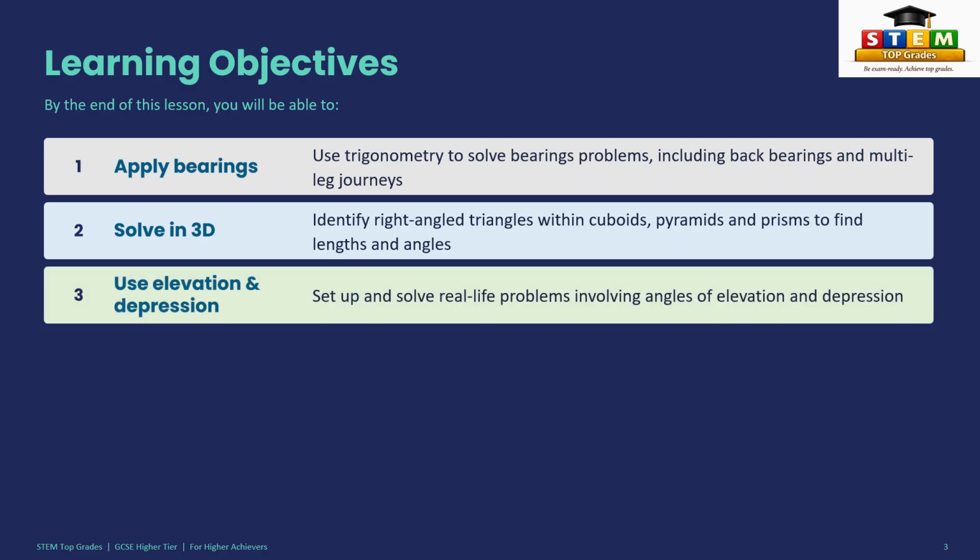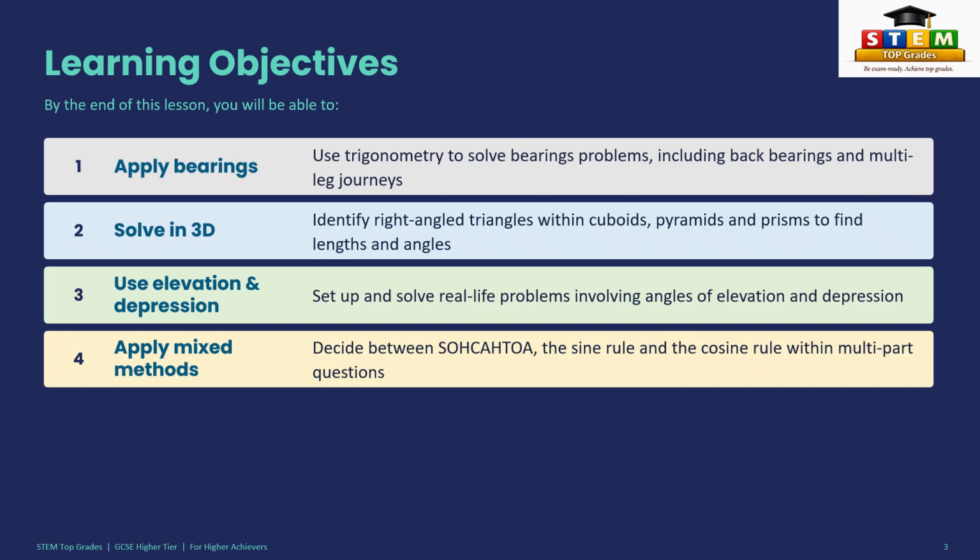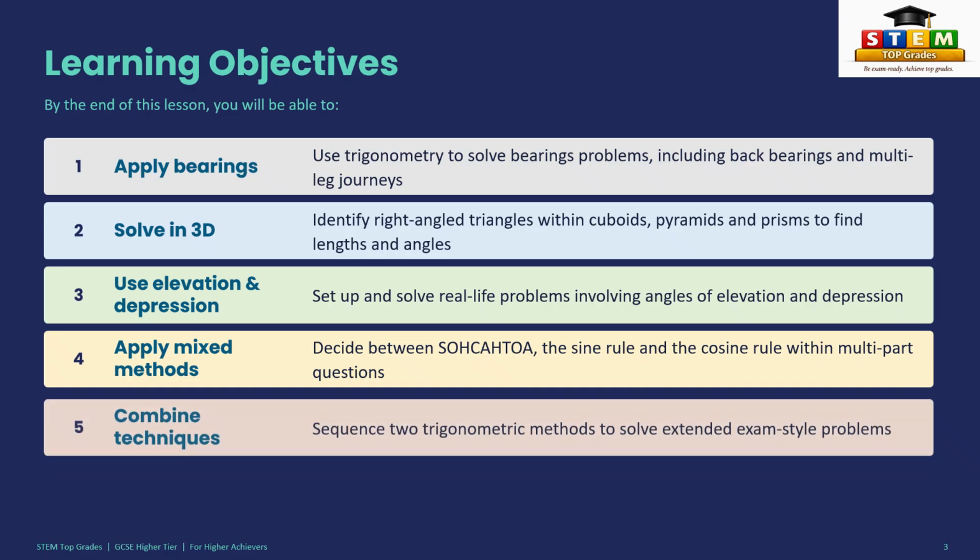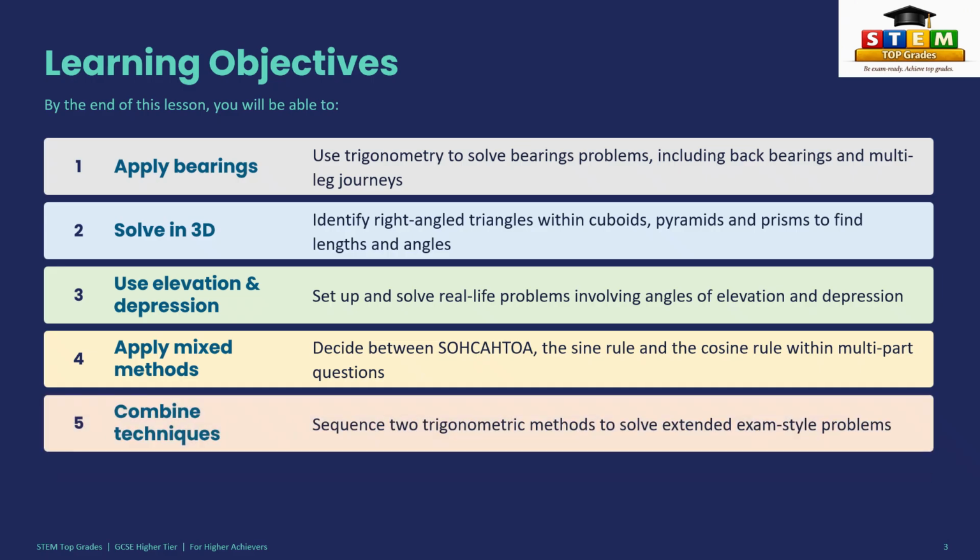Thirdly, we're going to be using concepts of elevation and depression. So we are setting up and solving real-life problems involving angles of elevation and depression. Fourthly, we're going to apply mixed methods. What that means is we're going to decide between SOHCAHTOA, the sine rule, and the cosine rule within multi-part questions. And finally, we'll get the opportunity to combine techniques. Here, we are sequencing two trigonometric methods to solve extended exam style problems.